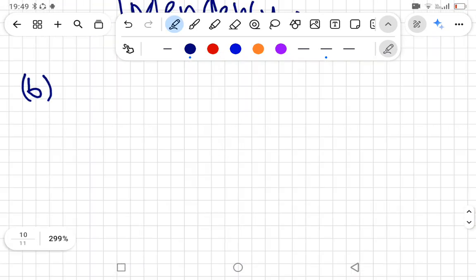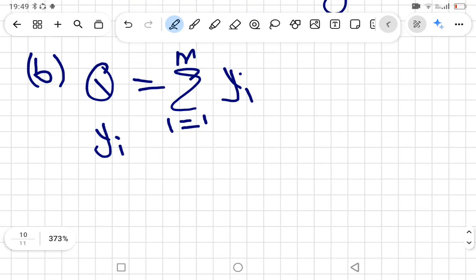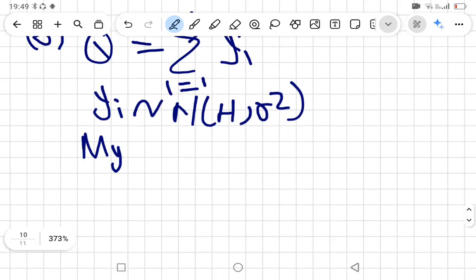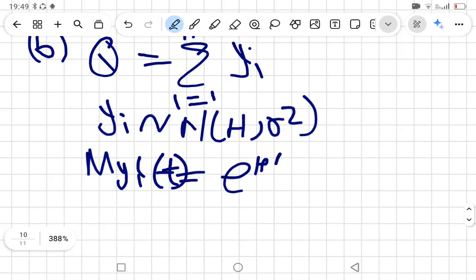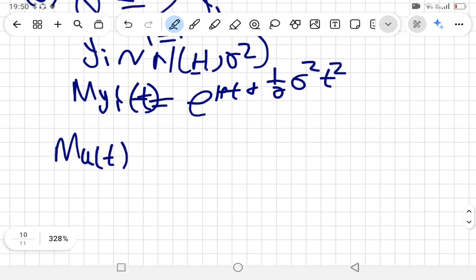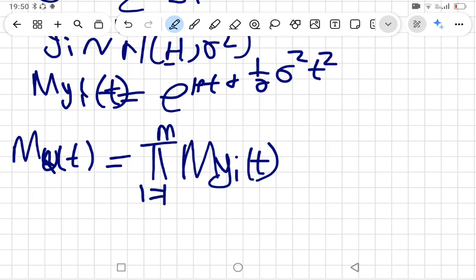Number B. So we know Q is equal to this, and Y is normally distributed with mean mu and variance sigma squared, and we know the MGF of Y in terms of t would be equal to e to the mu t plus half sigma squared t squared. So we can now say M_Q of t will be the product of the MGF of Y_i from i equal to 1 to m.